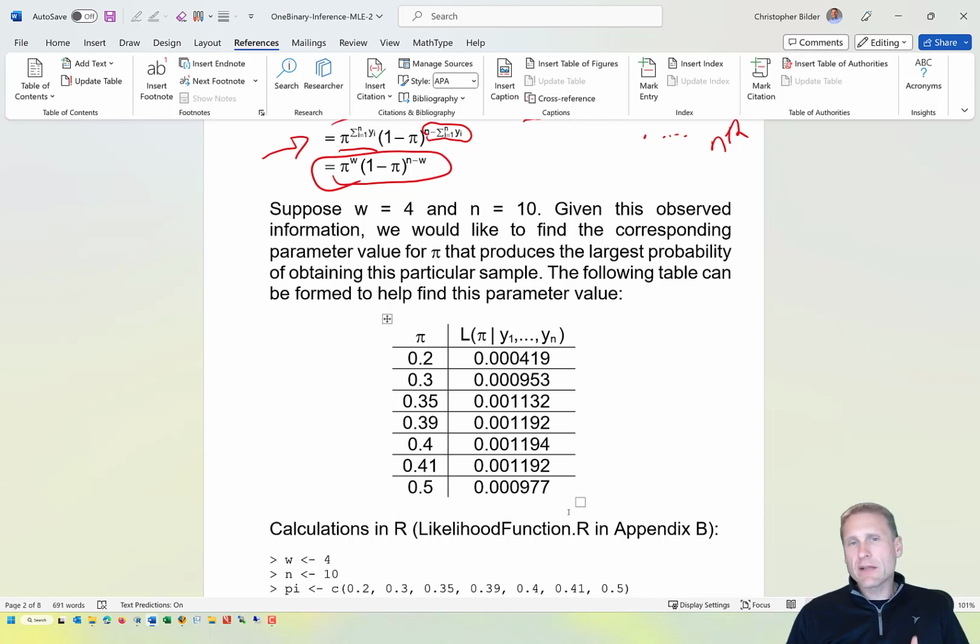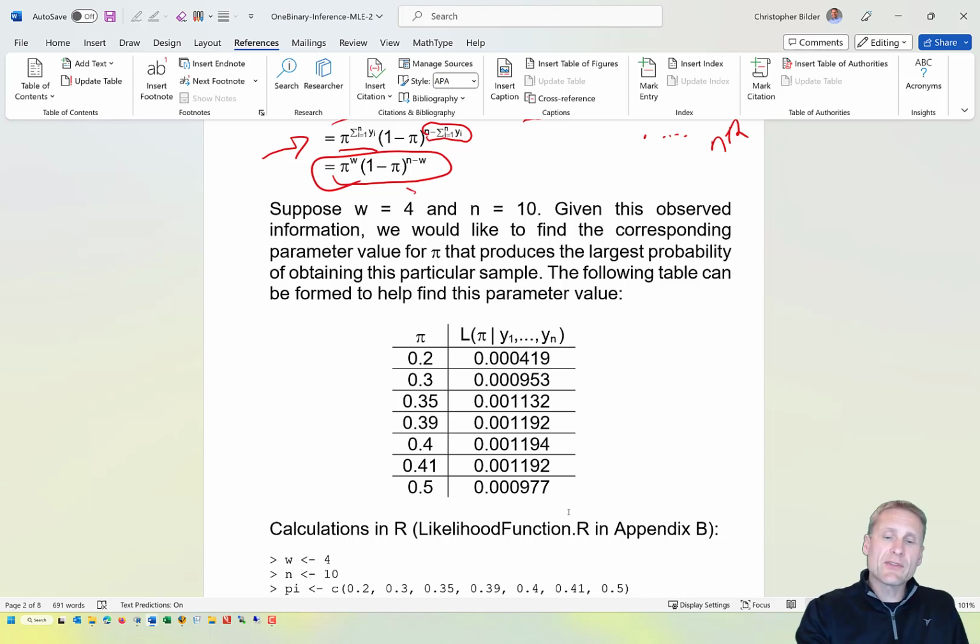And the way that the likelihood function works is that the larger the likelihood function is, the more plausible the value is for pi. In other words, the value of pi that maximizes this likelihood function is the most plausible, and that's what you should use for your estimate. That's called a maximum likelihood estimate.